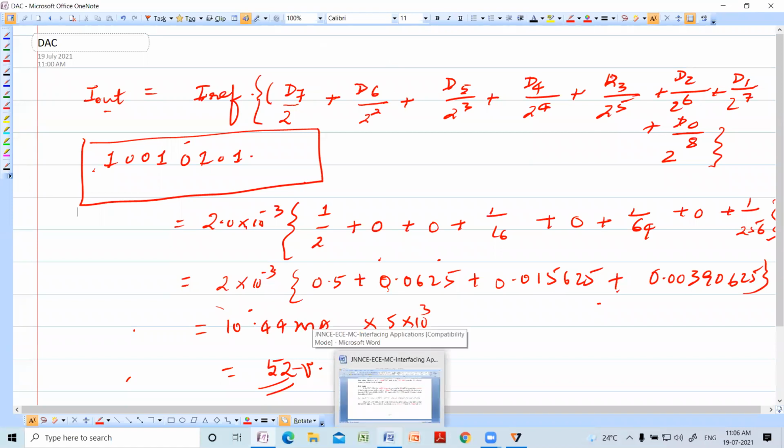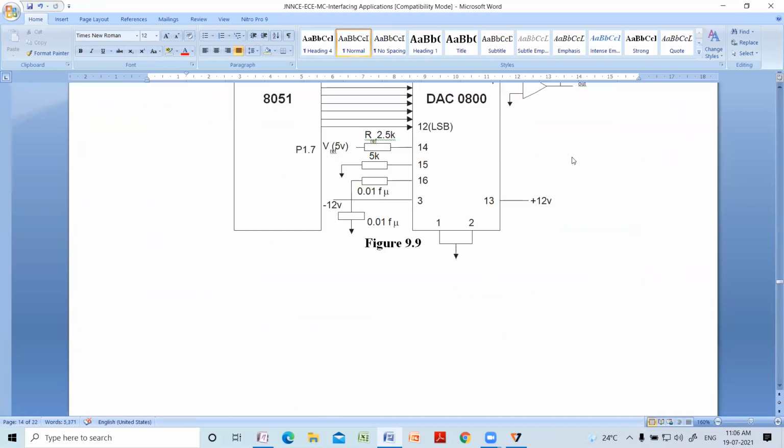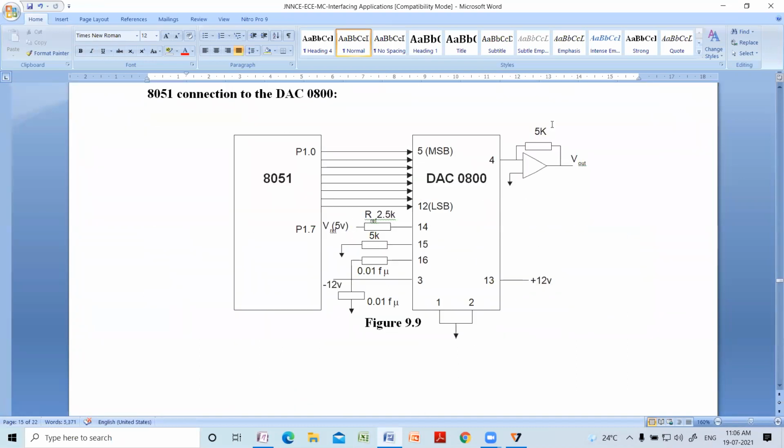So this formula I have explained using an example. In the output you can see this is I out, and you are multiplying it by 5K. So V out is equal to I out into this R out.